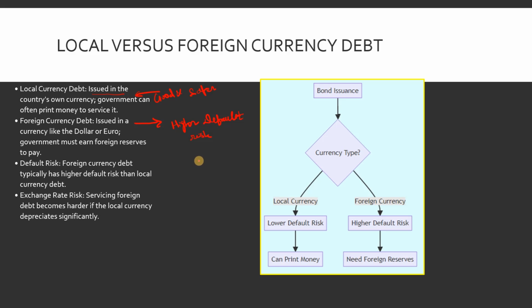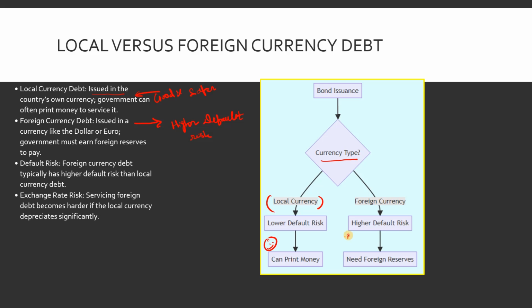This decision flowchart clarifies the impact of currency choice. From the bond issuance we ask, what is the currency type? If it is local currency, the government can print money resulting in a lower default risk. If it is foreign currency, the government needs foreign reserves, which inherently leads to a higher default risk.